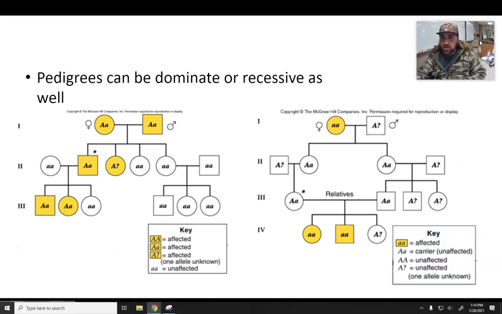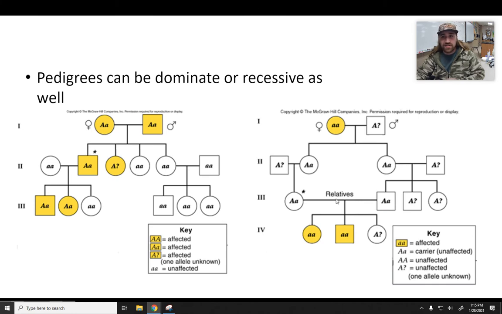Now, pedigrees can also be dominant or recessive. And this is going to come down to the way you're able to decipher your pedigree. Guys, I'm going to let you know the best way to get better at these is to practice. And the more you practice, the better you're going to be. One of the key tips here is if there are more people in the pedigree that are affected, it's probably going to be dominant. Now, if there's less people like over here, it's probably going to be recessive.